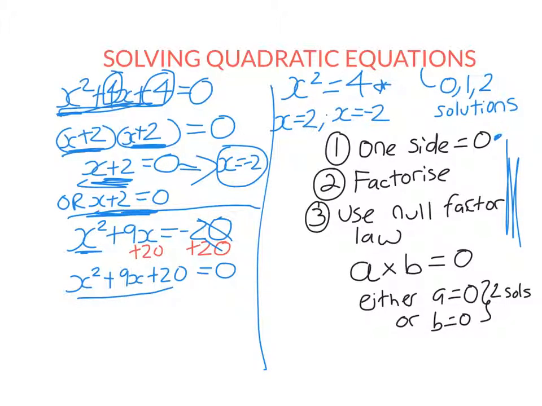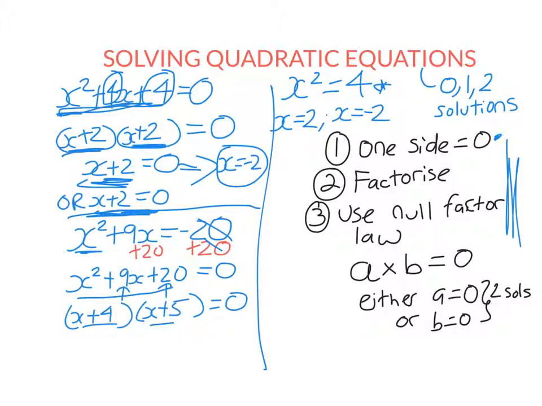So this again is a trinomial. So I get my two brackets, put an x in each. I've now got to find two numbers that multiply to 20 and add to 9. So they are, of course, positive 4 and positive 5. Because these two brackets are different, I will now get two solutions. So that's step 2 done, I've factorized.